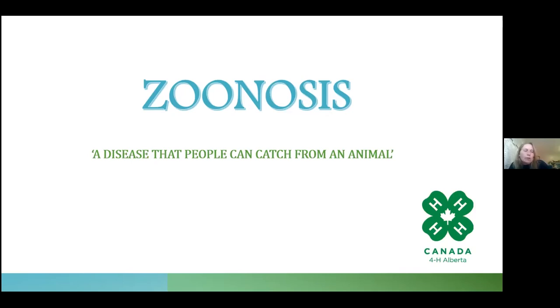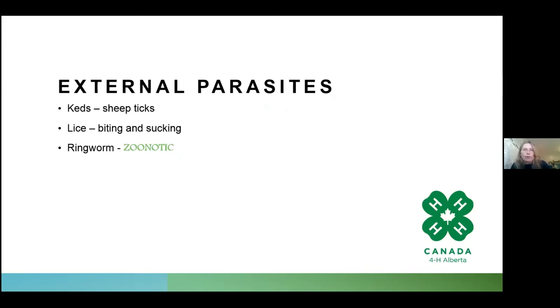It's good to play it on the side of caution and assume that all can be zoonotic, but it's good to know which ones we're dealing with that could cause an issue. Okay, so our first category is going to be the external parasites.